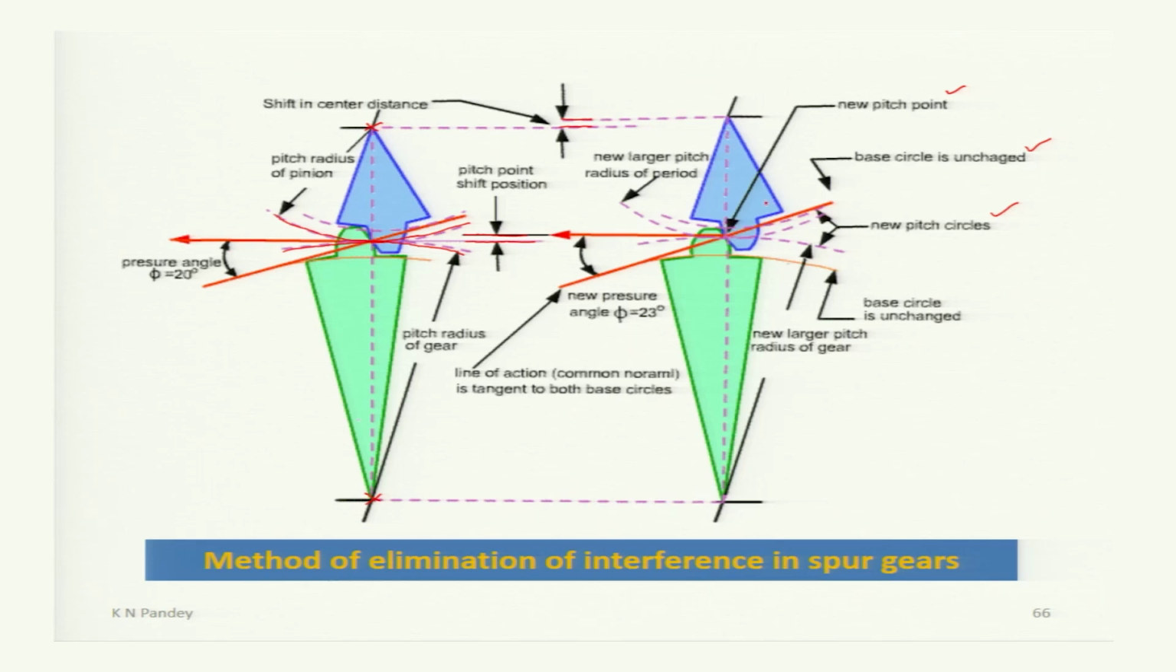Now due to this shift, the pressure angle changes. Earlier the pressure angle was 20 degrees, then it may change to 20 degrees plus some value. So, for this particular example, it is shown that the new pressure angle is 23 degrees. Now, we know that with the increase in pressure angle, what happens? The distance between this pitch circle and this base circle changes, the pitch circle moves up, and so the non-involute part will be smaller.